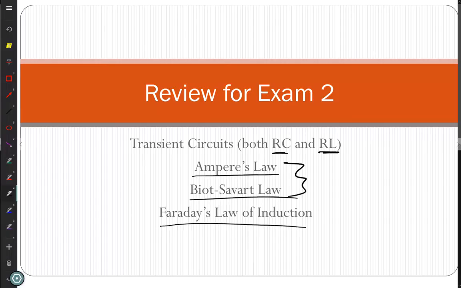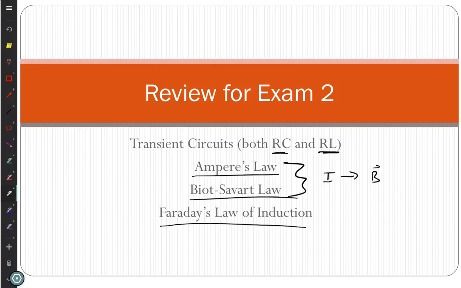Ampere's law and Biot-Savart law are the two laws that tell us that current produces a magnetic field. Just like last test when we had the two equations of Coulomb's law and Gauss's law that said electric charge makes an electric field. We could solve problems using either one, but we chose the one.